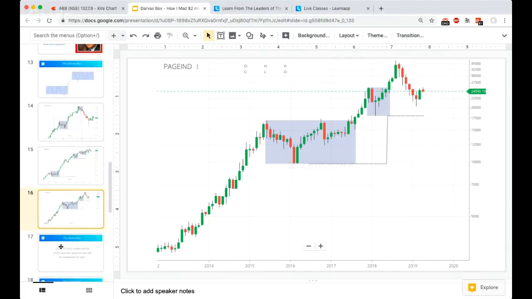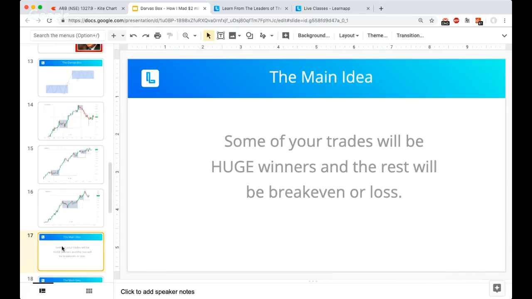So here's the main idea, guys. When a stock makes an all-time high, you want to buy that stock and hold on to it. Out of 10 stocks that you buy, most of them will make no money. Let me say that again. Out of 10 stocks that you buy, most of them will not make any money, maybe even a loss. But a few of them, just by probability, will be huge.